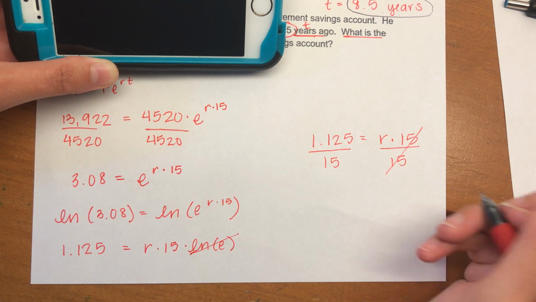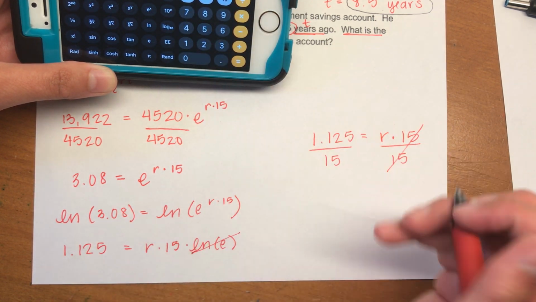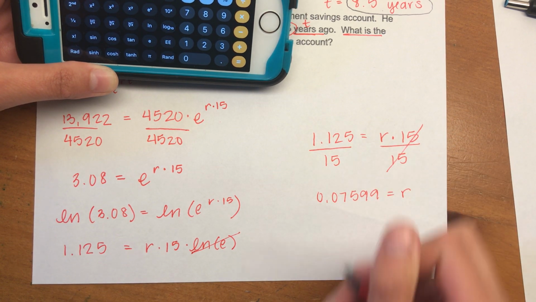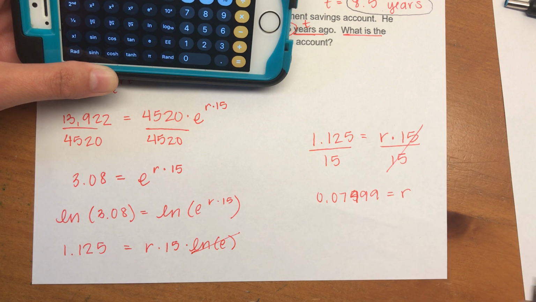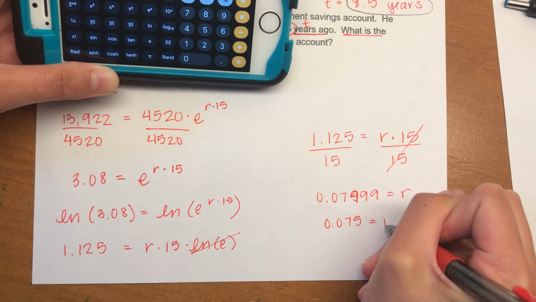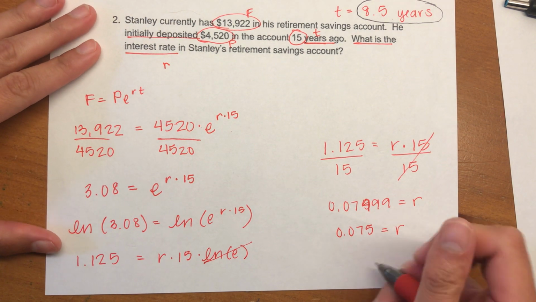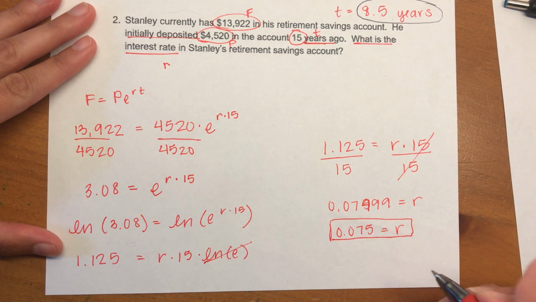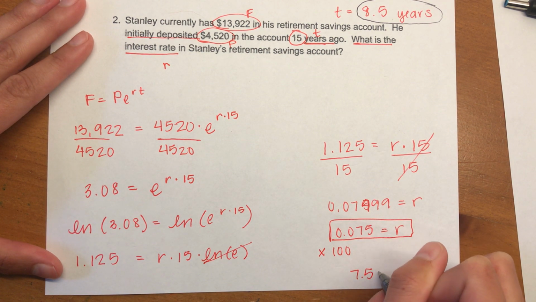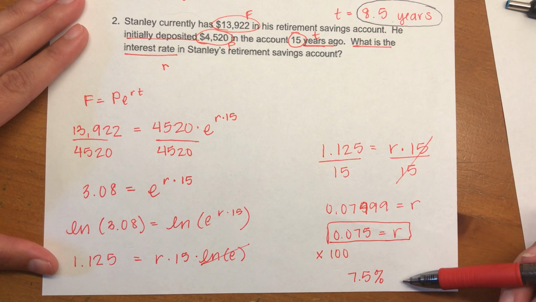So I'm going to isolate r by dividing both sides by 15. So my 15s will cancel out, and I will be left with this divided by 15, 0.07499 equals r. And if I simplify or round, I'm going to have 0.075 equals r. If we want this as a percentage, so really r is 0.075, I'm going to multiply by 100, and I should get 7.5% interest.